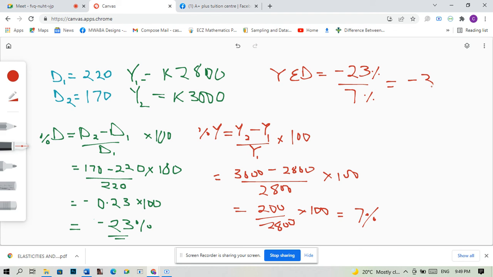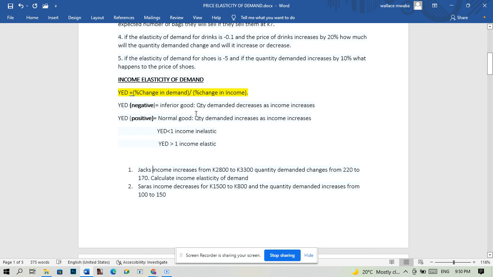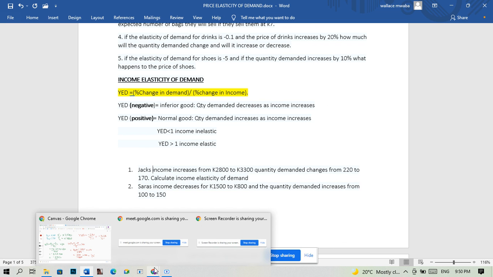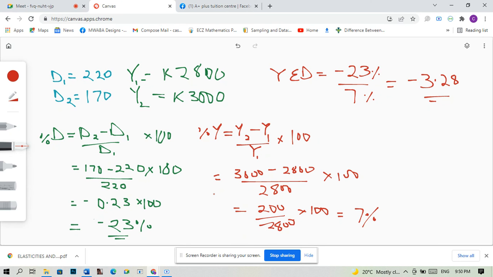Okay, we're dealing with a negative, so this is an inferior good, negative 3.28. Quantity demanded decreases as income increases. So our quantity demanded has decreased as our income increased. So we're dealing with an inferior good.